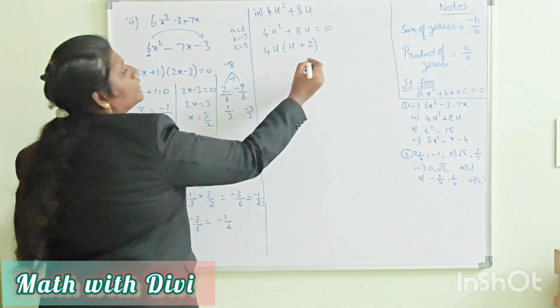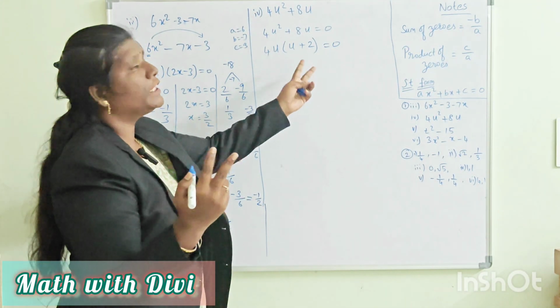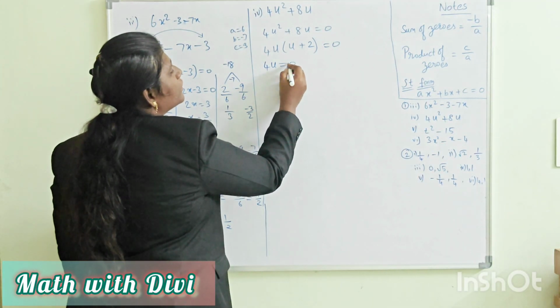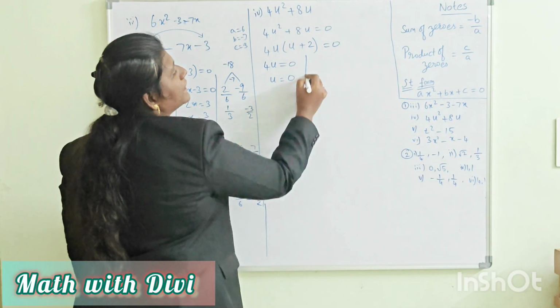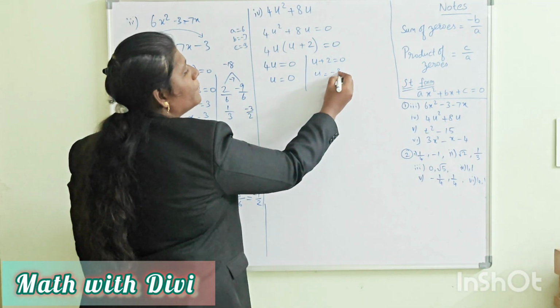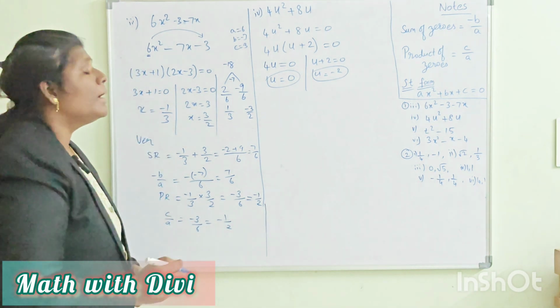Is equal to 0. Now we have two chances, two factors. 4u equal to 0, u plus 2 equal to 0, right? 4u equal to 0, so u is equal to 0. u plus 2 is equal to 0, then u is equal to minus 2. So our zeros are 0 and minus 2, right?